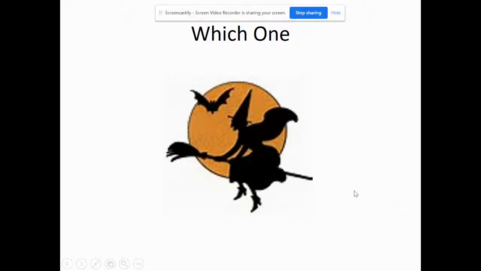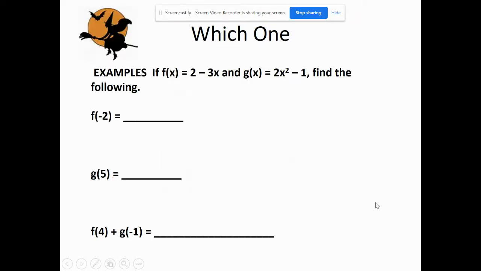Which one we're going to use. No, not those kind of witches. But right here we have two functions, f of x and g of x. How do I know which one to use to evaluate my problem? Well, it's very simple. I look at that first letter there. This says f, so I'm going to go to the function that starts with f.